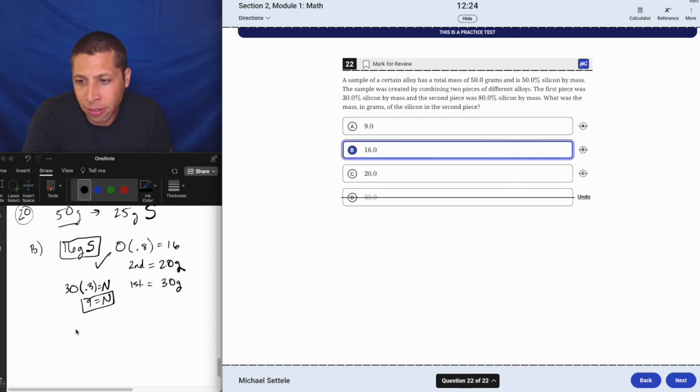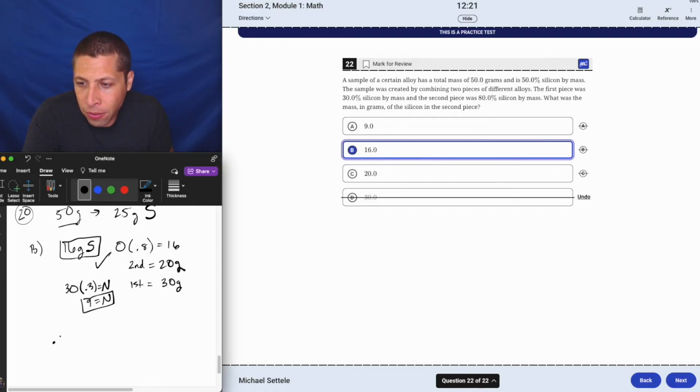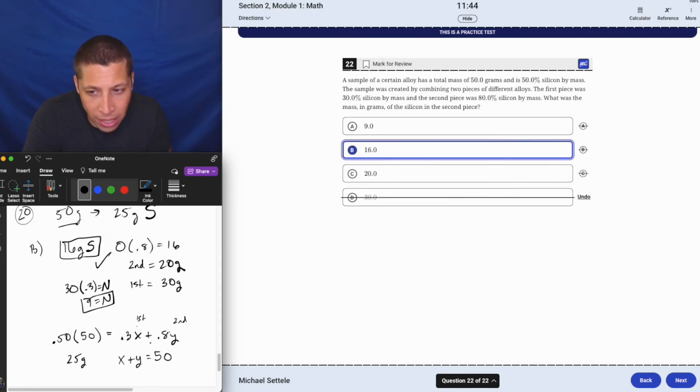So we have 50% of 50. So that's our silicon, so that's our 25 of silicon, right? So 25 grams is equal to 30% of X plus 80% of Y. We'll just leave it like that, right? So this is our first, and this is our second alloy. Then there must be another equation, right? So X plus Y has to be 50 grams because that's the total weight.